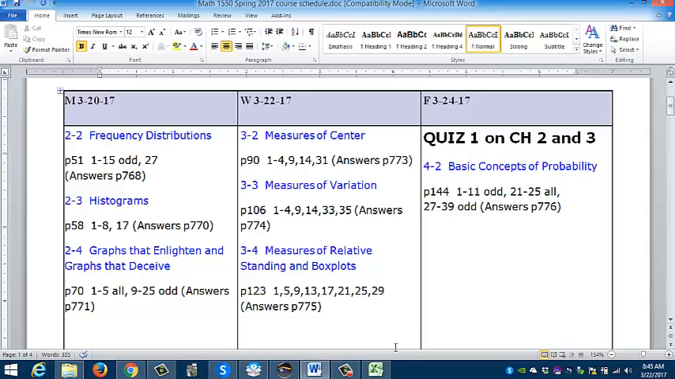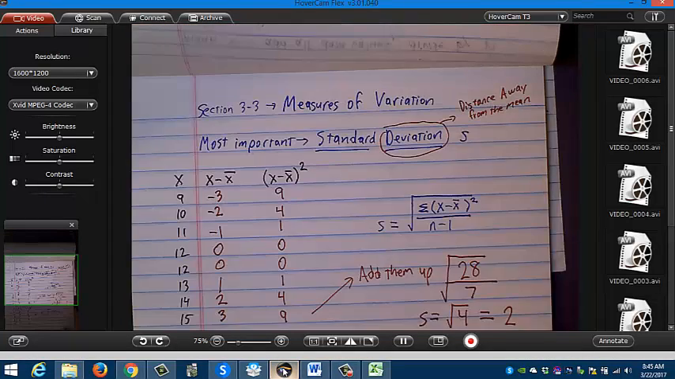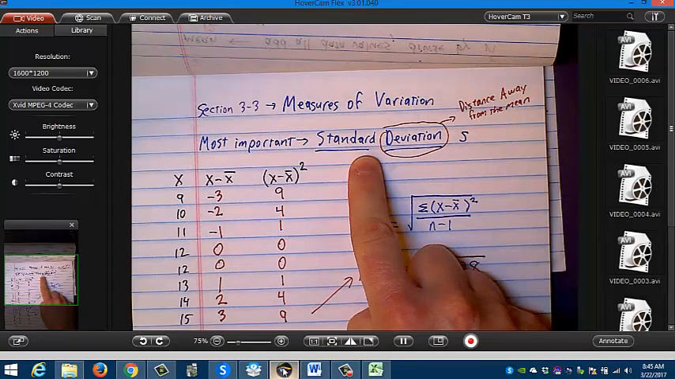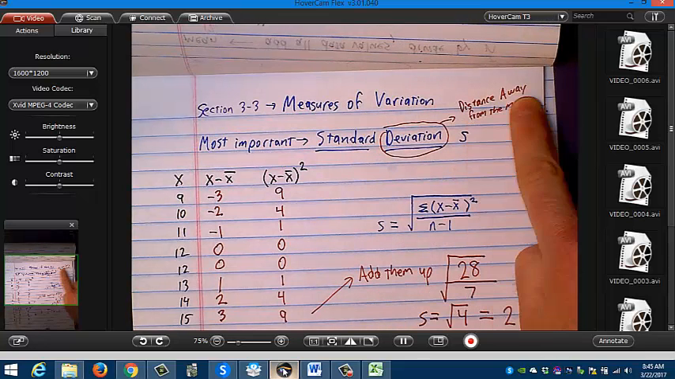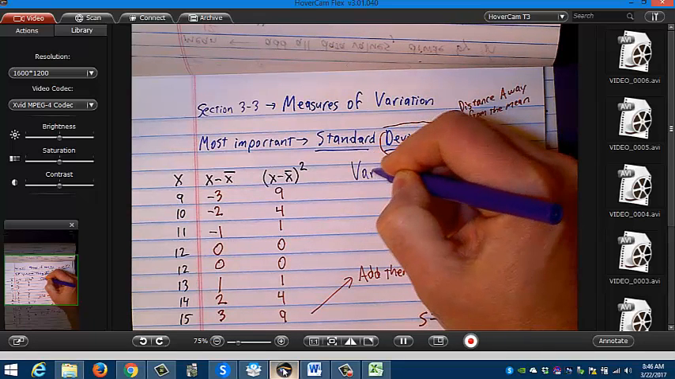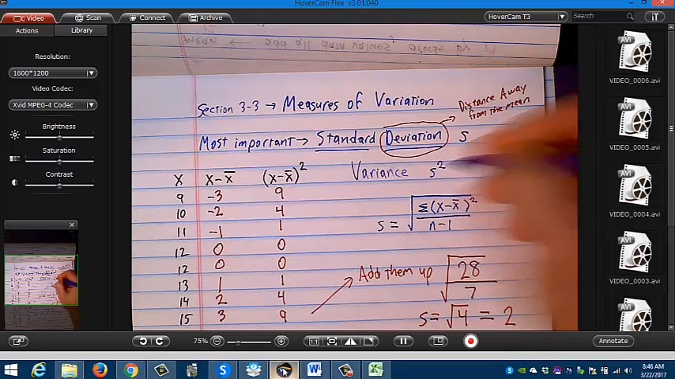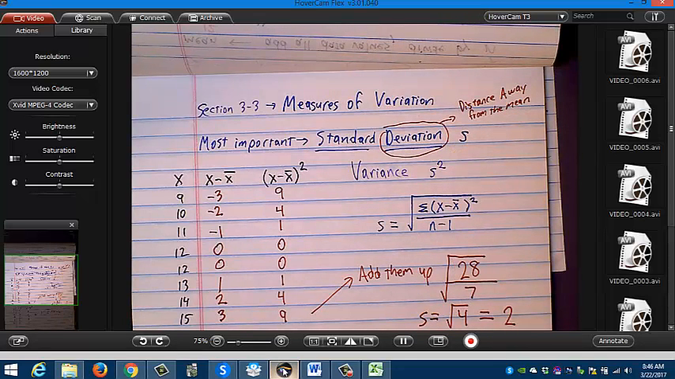Okay? So, if I go to the notes, I think that's where I want to start. We were talking about standard deviation. That's the distance away from the mean. And another measure of variation is called variance. And that's just S squared. Okay? So sometimes you'll hear people talk about the variance, and sometimes you'll hear them talk about the standard deviation. In either case, we're basically saying, hey, how much is this data spread out?